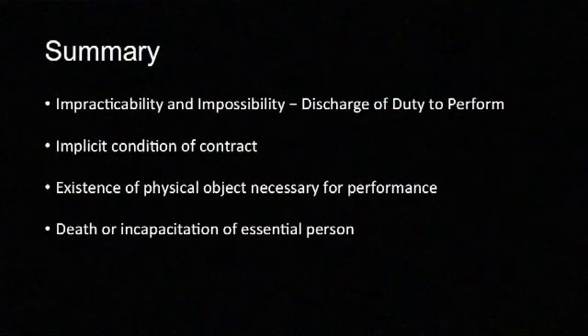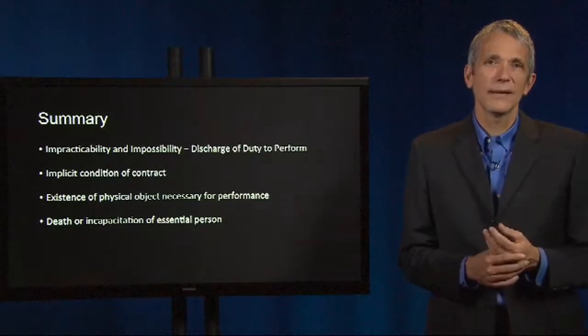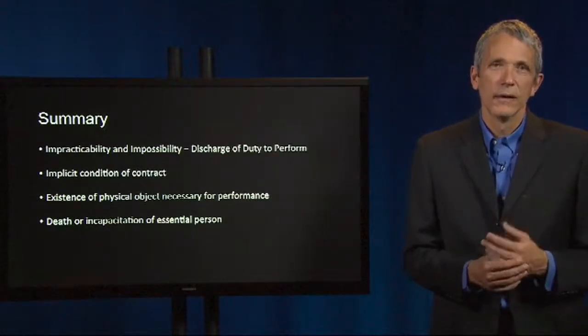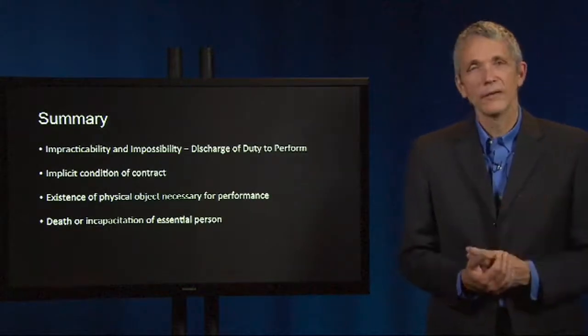In summary, Taylor v. Caldwell is a common law case that introduces the doctrine of impossibility, which excuses performance when the duty becomes impossible. In particular, the existence of a thing necessary for performance is seen as an implied condition to the contract. This also applies to the existence of a person necessary to a contract.